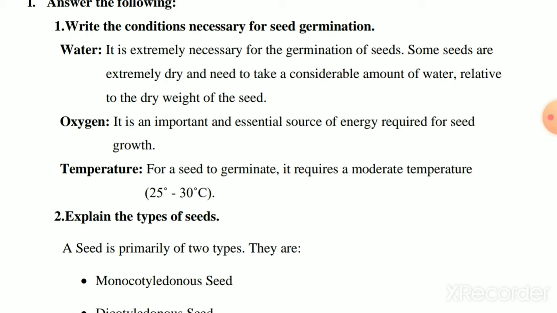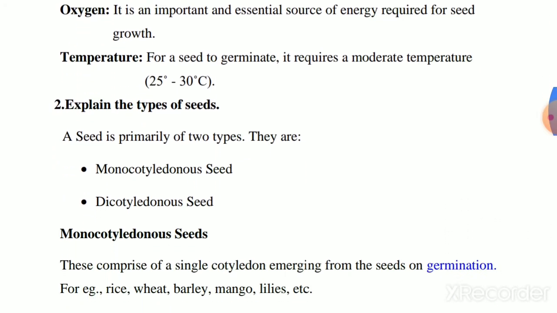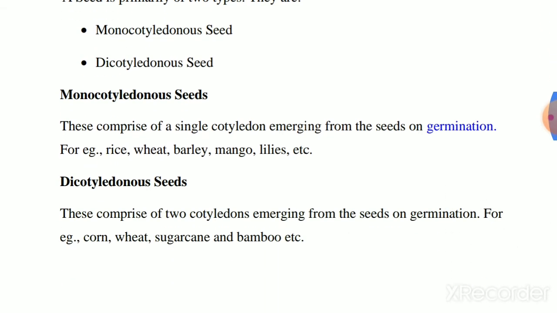One is seed coat. It is the hardest part in seed. Cotyledon. The first pair of leaf is called cotyledon, and embryo means a young plant. Okay. The second one is explain the types of seeds, monocotyledon and dicotyledon.